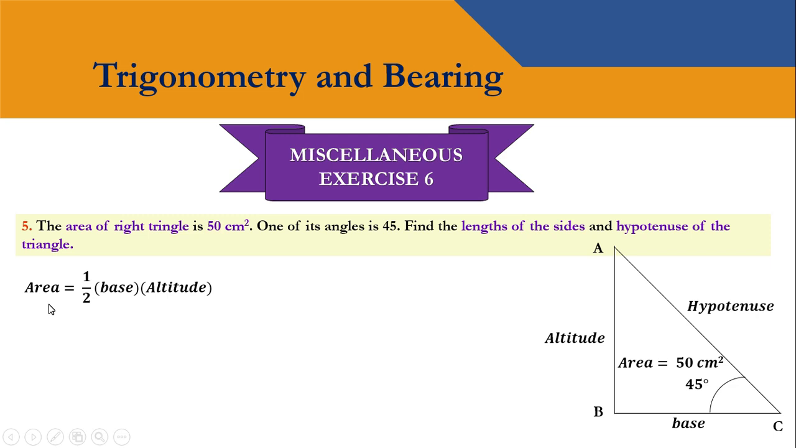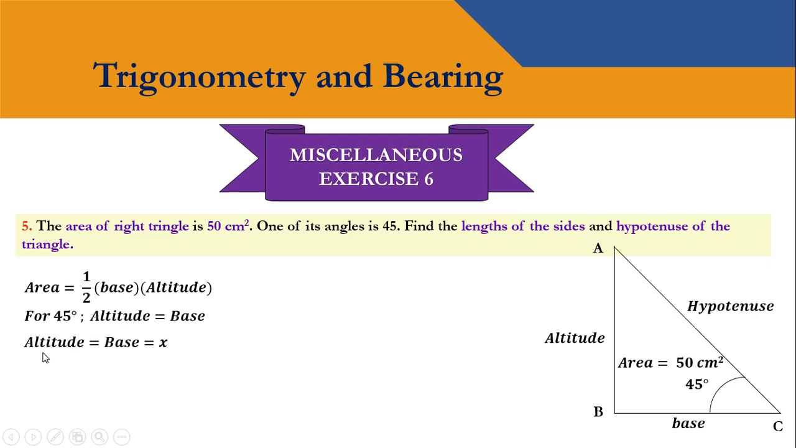So the area of the triangle is equal to 1 over 2 times base multiplied by altitude. Now we have the information that when an angle of a triangle is 45 degrees, it is an isosceles triangle in which two of its sides are equal. So here are the two sides. For 45 degrees, the altitude must be equal to the base value. So perpendicular and base are equal to each other.